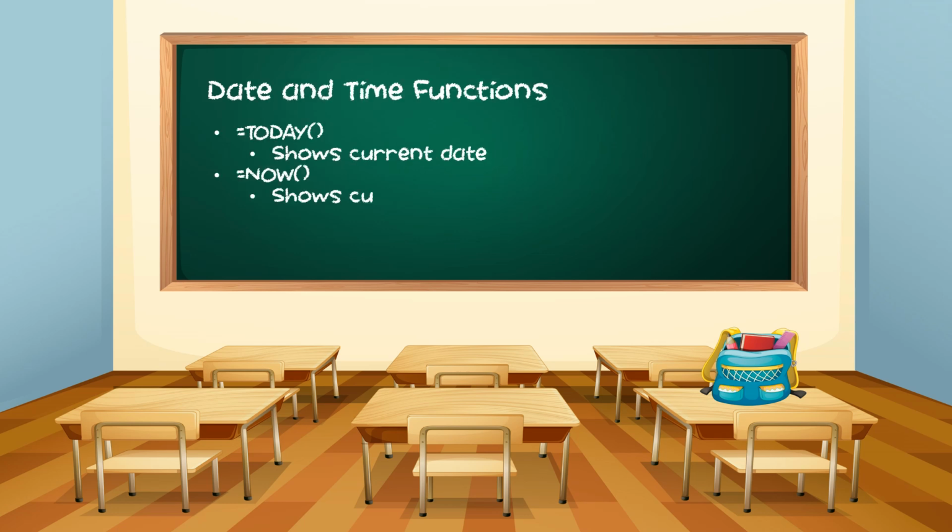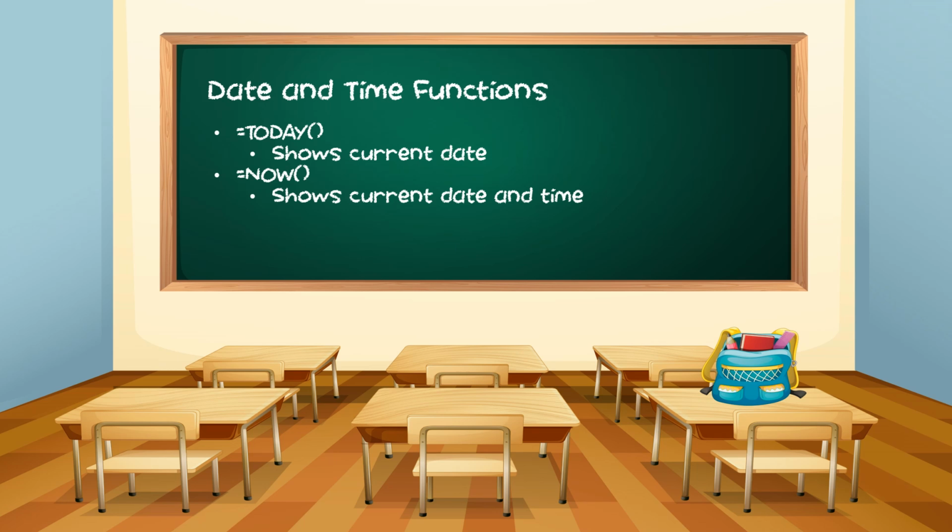The today function is equals today, open parentheses, close parentheses. Notice there is no argument. It shows you the current date. The current date is whatever the actual date is from the internet. Excel's pulling the date from the computer, and the computer most likely is pulling the date from the internet. So the date really needs to be correct. If the date's not correct, the first thing I would check is the time zone for your computer.